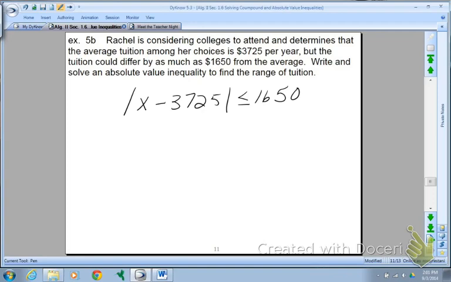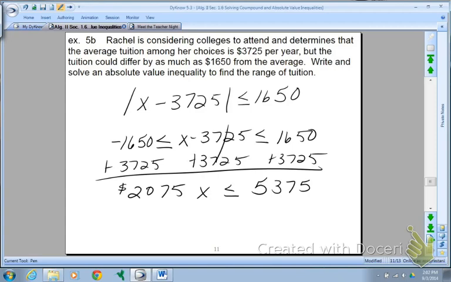Okay, anytime they're talking about a difference of tuition, a difference of anything, it's always a less than symbol, less than or less than or equal to. Did y'all agree with that? Okay, and then to solve it, we would take it out, put less than signs on both sides, in this case less than or equal to, negative 1650 on the left, positive 1650 on the right. So this is saying that college tuition is going to range anywhere between $2,075 to $5,375, depending on where you go.